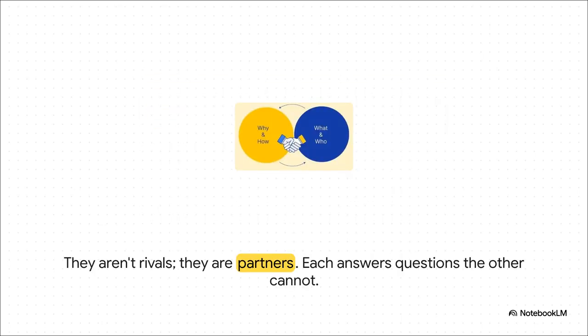So you see, they're not rivals at all. They're partners. It's that simple. And why? Because each one answers questions the other one literally can't. You need the detective to find the story in the first place, and then you need the statistician to prove how widespread that story really is.